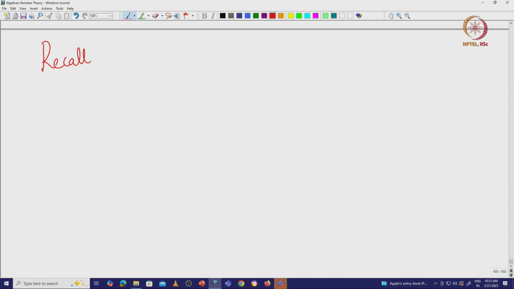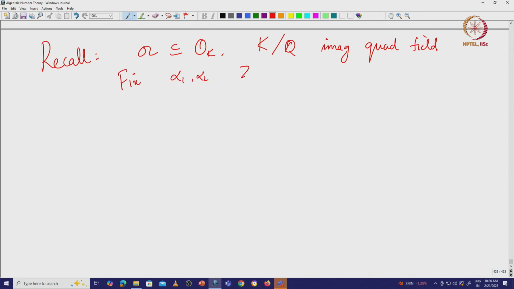an imaginary quadratic field. Today we will see what happens if you choose an equivalent non-zero ideal in an imaginary quadratic field. So, let me recall what we did last time and then start with the new topic today. So, A is contained in O_K, K over Q is an imaginary quadratic field. So, you fix a Z basis, and we had a further restriction at some point, which was that the imaginary part of alpha 2 by alpha 1 is bigger than 0, right.